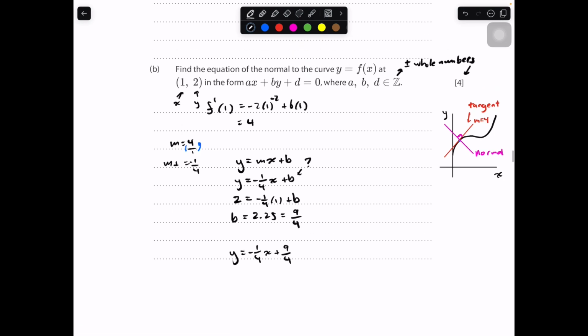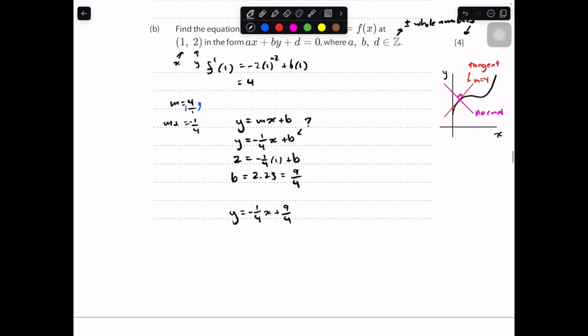And what this is saying right here, this ax plus by plus d is equal to 0, is that we want everything on one side, and this a, b, and d can only be positive or negative whole numbers. So let's bring everything to one side. Y is already on this side, but let's bring this negative 1/4 x over. When we bring something from one side to another, it changes signs.